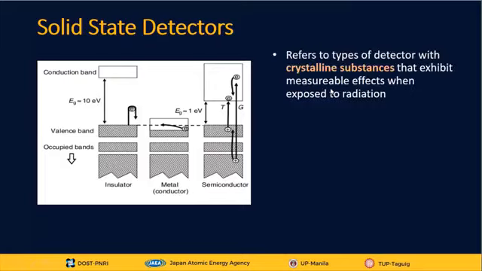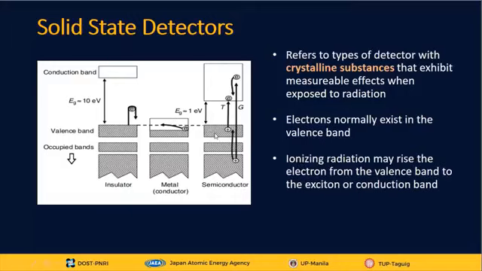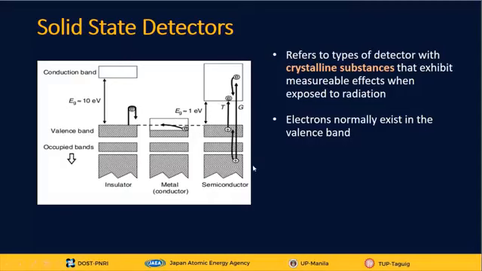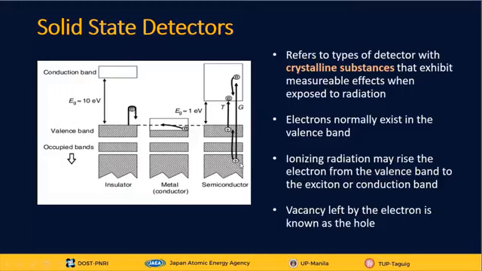So solid-state detectors refer to types of detectors with crystalline substances that exhibit measurable effects when exposed to radiation. Electrons normally exist in the valence band, and ionizing radiation may raise the electron from the valence band to the exciton or conduction band. The vacancy left by the electron is known as the hole. So this is the electron from the conduction band that left a hole, which is positively charged.